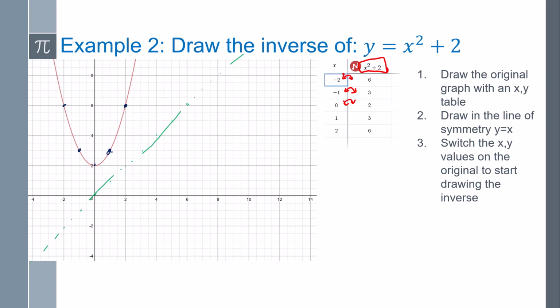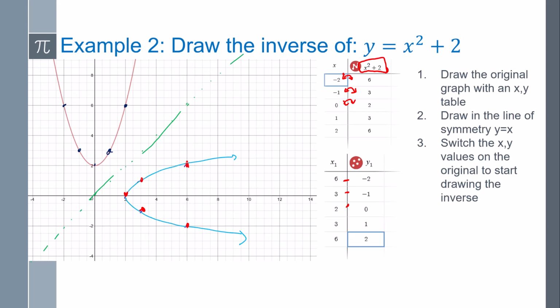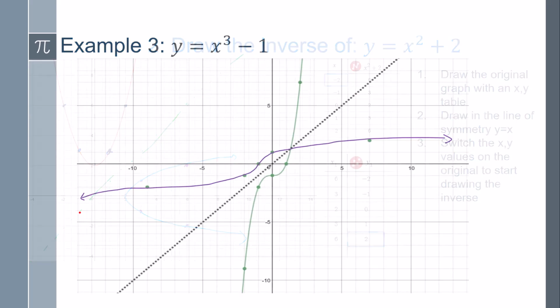And then we go through and switch them. If I switch them, swapped, and plot those, so 6, negative 2; 3, negative 1; 2, 0; 3, 1; 6, 2. If you were to go through and plot those, then you can trace it and you can create a graph. Now notice, it has that symmetry over y equals x. You could fold the graph over that line and they're going to line up perfectly.